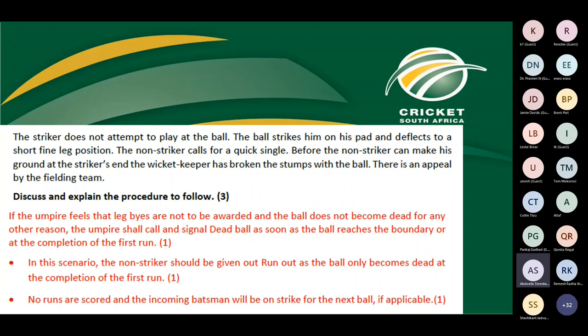So the non-striker was run out at the keeper's end. So you need to send everyone back to the original ends. So the striker needs to go back to his or her original end, and the incoming batter, if there are still further balls to be bowled, needs to go to the bowler's end.